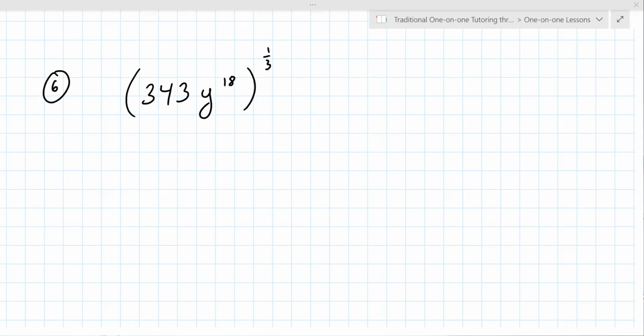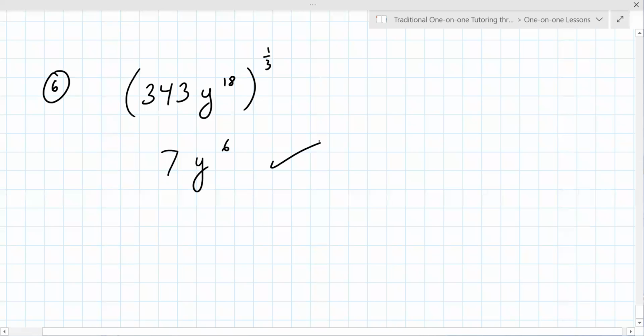So I got 7y to the 6th power. Perfect. Good. So that problem is designed to always kind of work out nicely. It doesn't have to, but it can. So let's look at number 8. We'll keep some really simple problems like number 8.